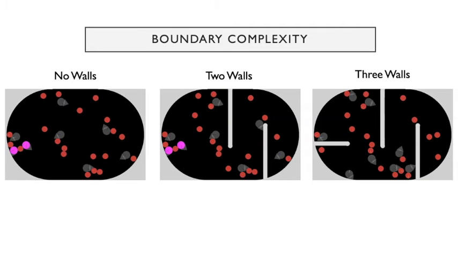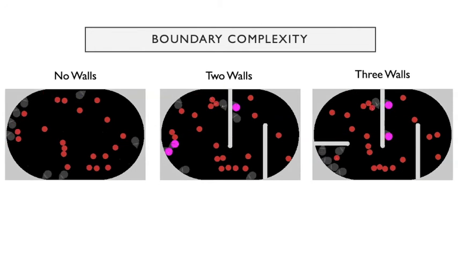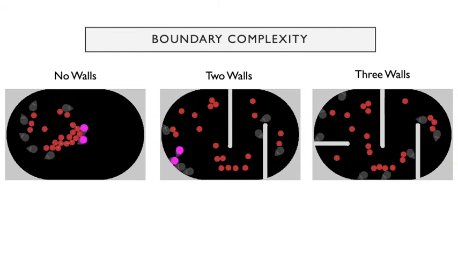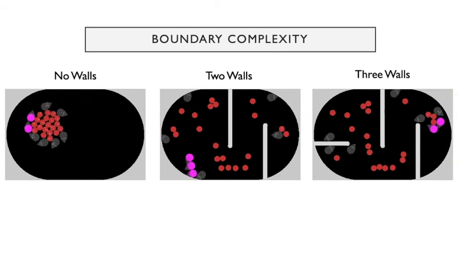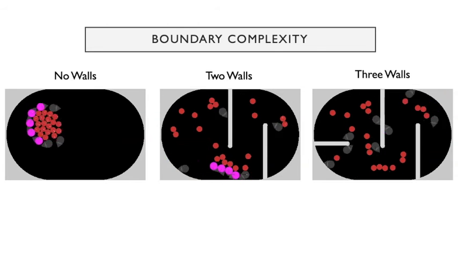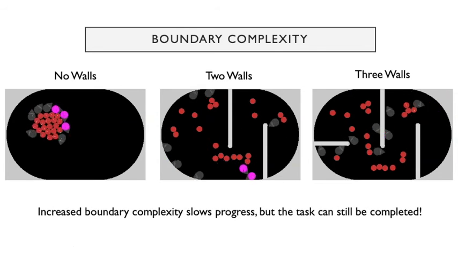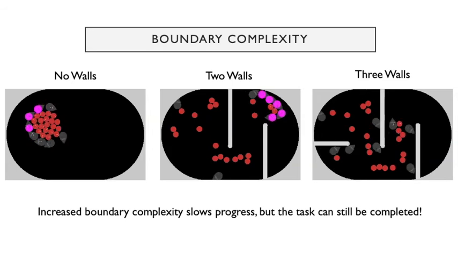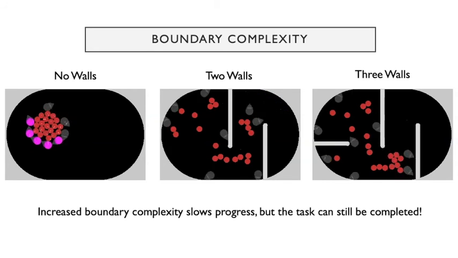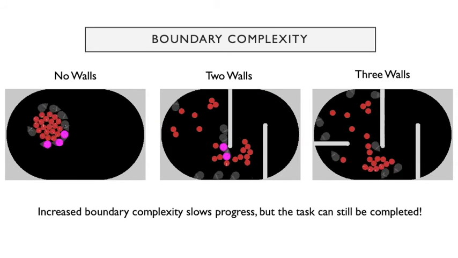We can also study the boundary complexity. In this case, on the left, there are no walls. In the middle, there are 2 walls. And on the right, there are 3 walls. Increased boundary complexity clearly slows progress, but the task can still be completed if we wait long enough.